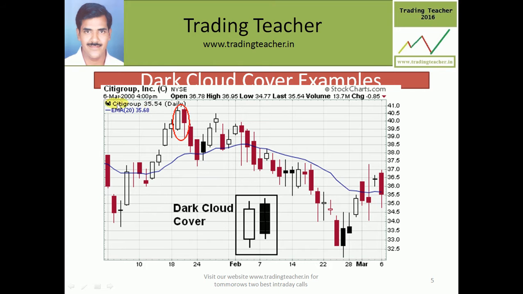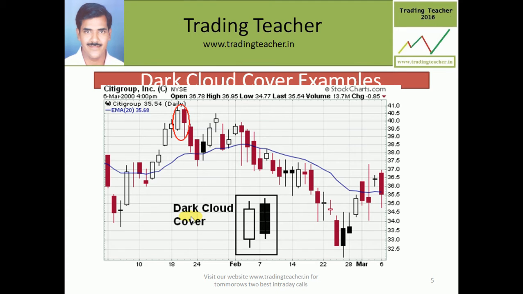This is one example that I have taken. This is from the New York Stock Exchange, and this stock is Citigroup, and the stock was going from 34 to 41 dollars, and after touching $41, this pattern was formed here. Here you can identify the example. A gap up was opened here, the candle opened gap up and closed below 50% of the previous one, and from that day the market started to fall again and again and again. So this is a dark cloud cover pattern.